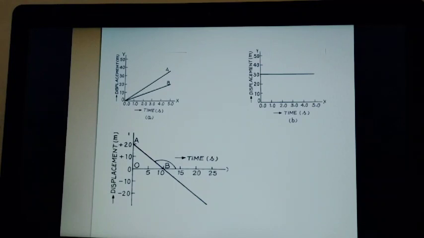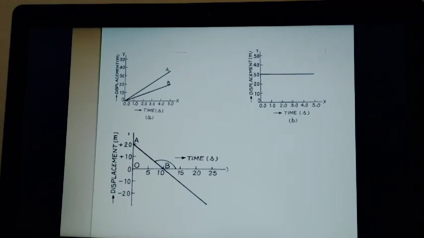You see that graph properly. Initially that object is at a distance of 20 meters from the origin. As time goes, it comes back to the origin, and it moves in the opposite direction. So what will be the slope of that object?